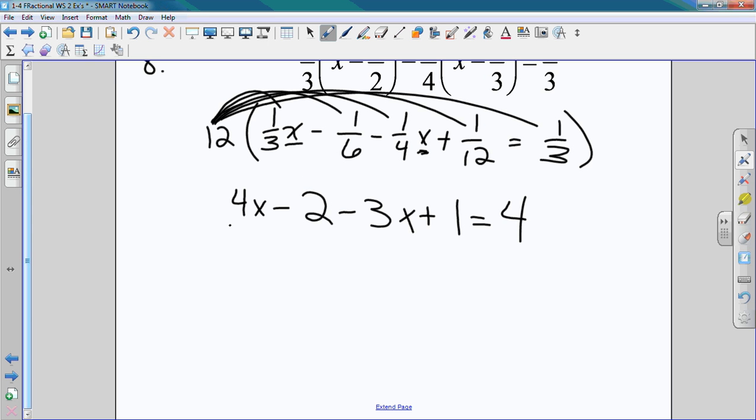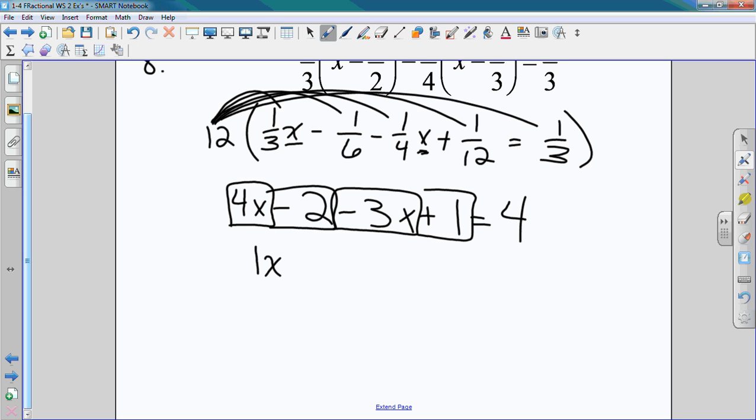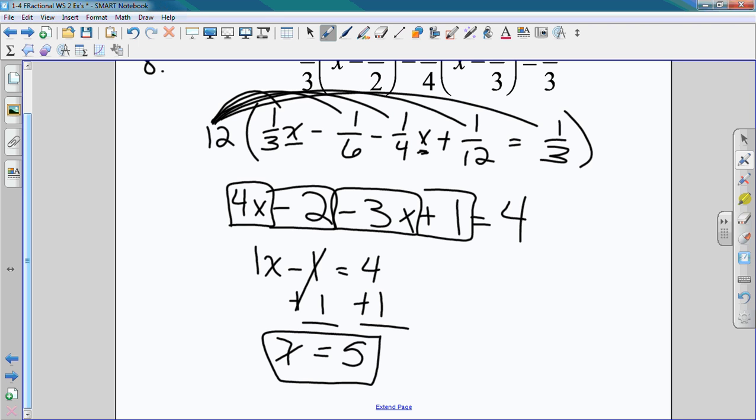So combine like terms: 4x minus 3x, 1x, or just x. -2 plus 1, -1 equals 4, add 1, x equals 5. We don't have to check it. Nope, you don't have to check it today.